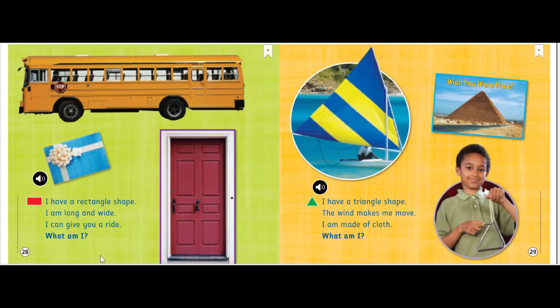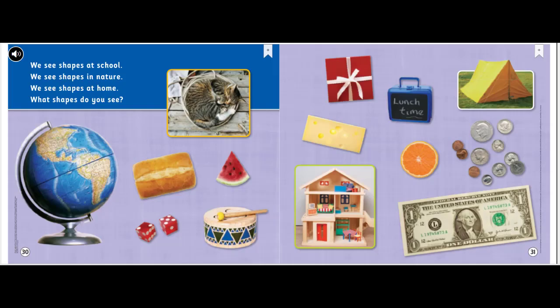This is another riddle. I have a rectangular shape. I am long and wide. I can give you a ride. What am I? Yeah, it's the bus. I have a triangle shape. The wind makes me move. I am made of cloth. What am I? Yeah, the sail for the sailboat.